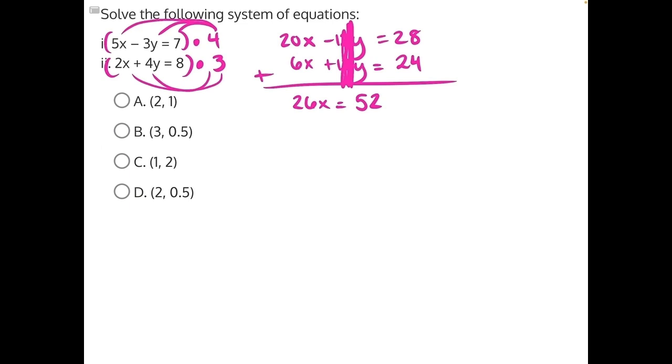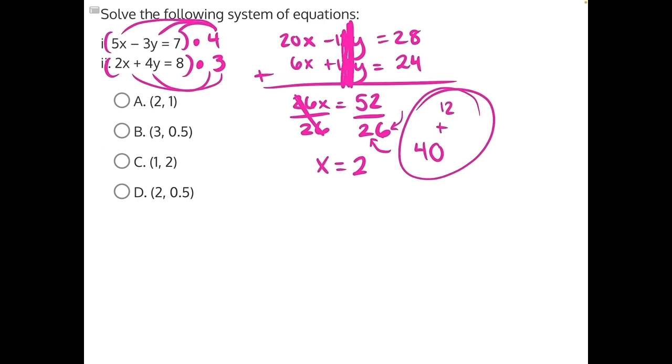Then 26 is being multiplied to x, so the opposite operation to isolate x would be division. These 26's will cancel, giving us x is equal to 52 divided by 26 is 2. Now, the mental math I did there is I multiplied 6 by 2 in my head, and I know that's 12. I multiplied 2 by 2 in my head, and I know that's 4, so we'd have 40, and then we can combine these two numbers together to get 52, and know that 26 is half of 52.